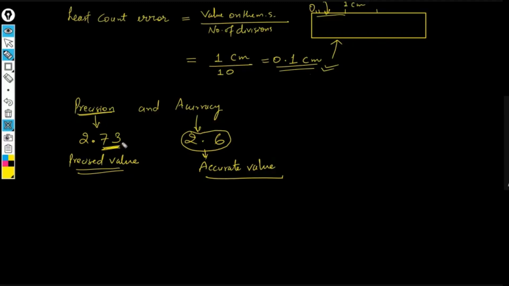Clear? It means the more places after the decimal point, the more precise the value, and the fewer places after the decimal point, the more accurate the value. I hope now you are clear with this. Yes, clear.